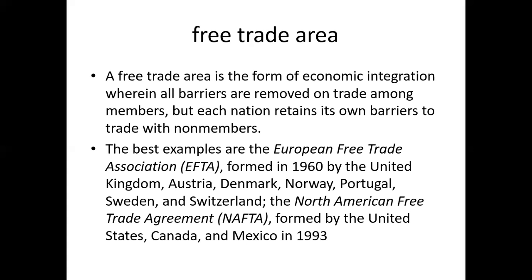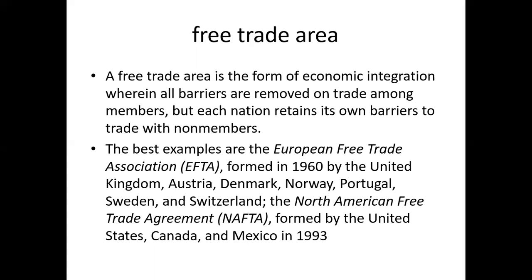Both tariff and non-tariff barriers are removed on trade among members, but each nation retains its own barriers to trade with non-members. So when you trade with non-members, the nation can have all kinds of barriers. But in a free trade area, a country has to remove all types of barriers against the member nations.